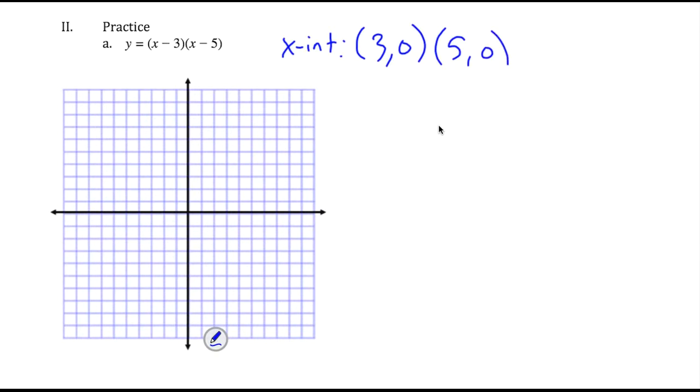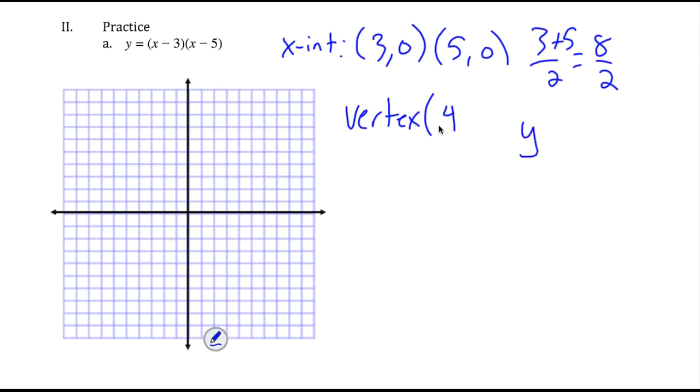I'm going to skip ahead to my vertex because I think that's the next natural progression. The vertex is going to have an x value of 4 because 4 is right in the middle of 3 and 5. Again, if you want to see the math, it's 3 plus 5 over 2, which is 8 over 2, which is 4.